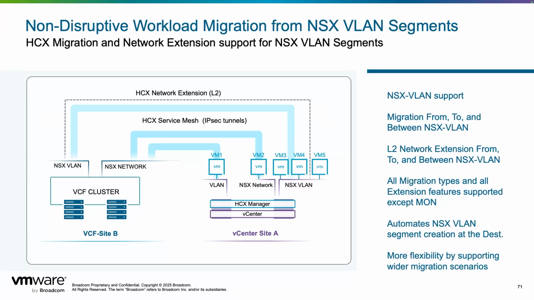So in our first example, we have a non-disruptive migration from VLAN-backed networks to an NSX network. In the second example, we have a non-disruptive migration from NSX networks to NSX network. But the following are the new use cases. This is the non-disruptive migration from NSX VLAN to NSX network using an overlay. And this last one is a non-disruptive migration from NSX VLANs to another NSX VLAN network, while also having a network extension between them.